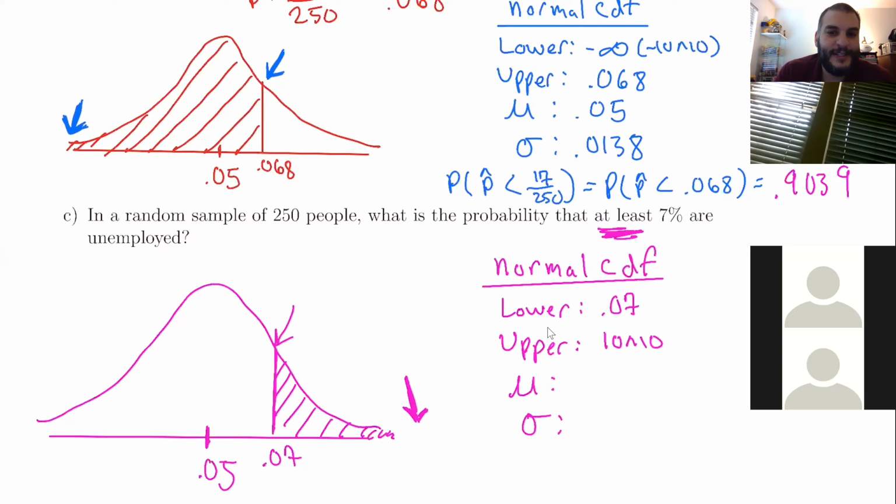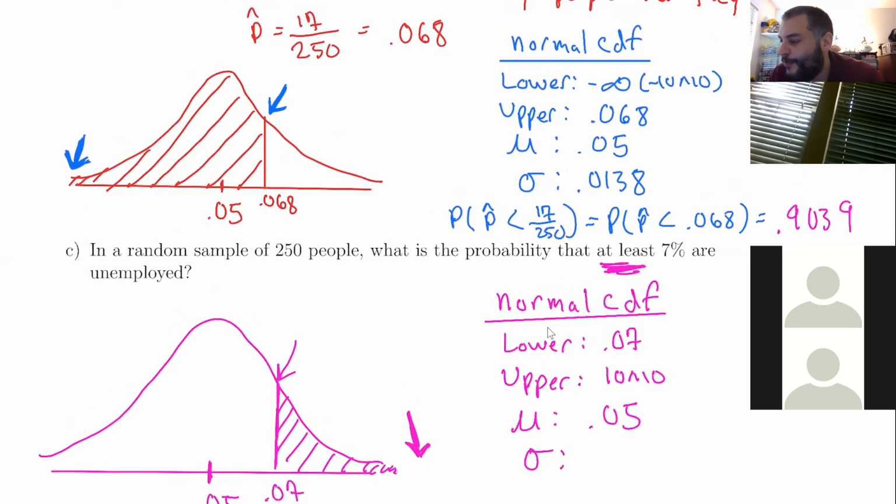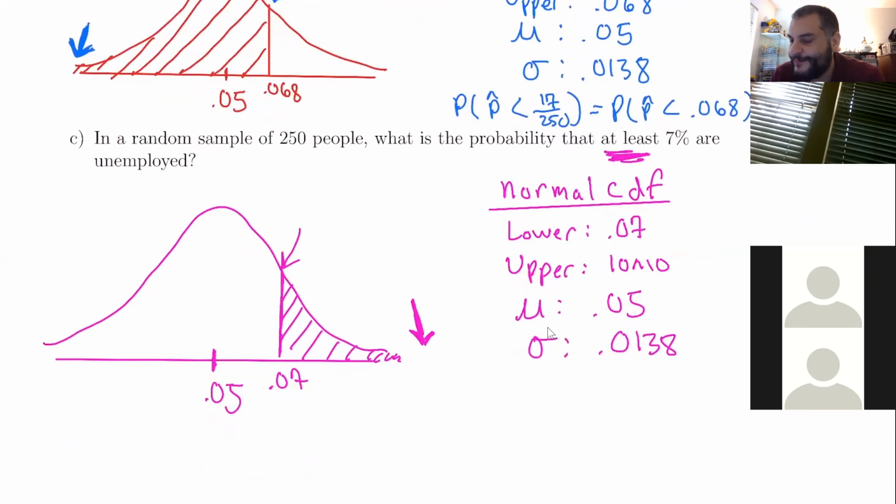Then we're going to give it the mu value. The mu value is the same one that we used for part B, because that's what we got for part A. Mu should be 0.05, and then sigma should be 0.0138. Everybody good so far on the input of what we're going to put into normal CDF?